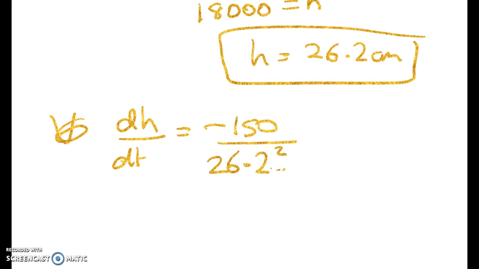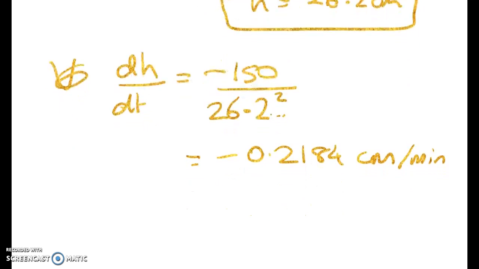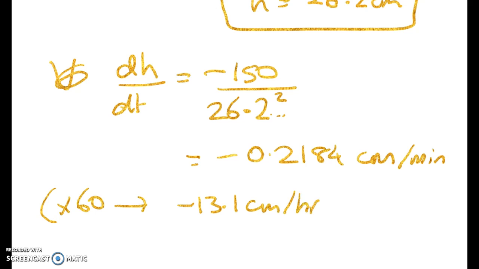Right, now that gives me negative 0.2184 centimetres per minute. If you were working in hours, if you times by 60, you'll get the hourly rate, which is negative 13.1 centimetres per hour.